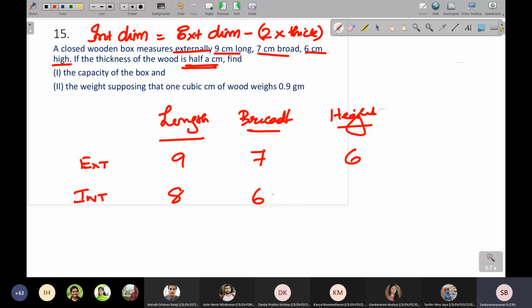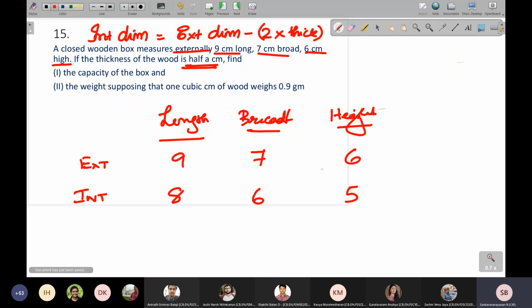And how about the height? Can one of you quickly tell me? The external is 6, with half a centimeter thickness. So how much will be the height internally when you are considering? How much will it be? 5 centimeters. Yes, it corresponds to 5 centimeters.